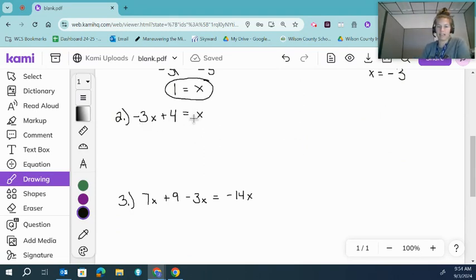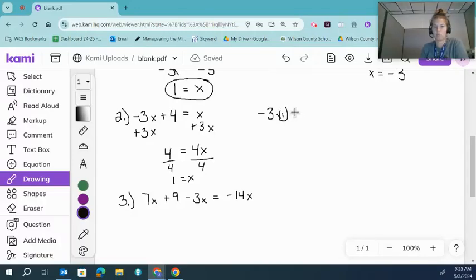I'm again solving for x, so I need to combine my like terms. And I'm moving it to the other side of the equal sign, so I'm using my inverse operations. If it was a negative 3x, I'm adding 3x to both sides. I'm left with 4 equals 4x. Solve for x, divide by 4 on both sides. Again, 1 equals x.